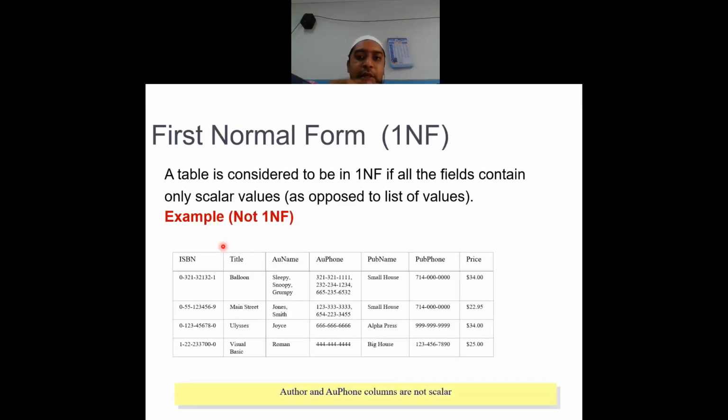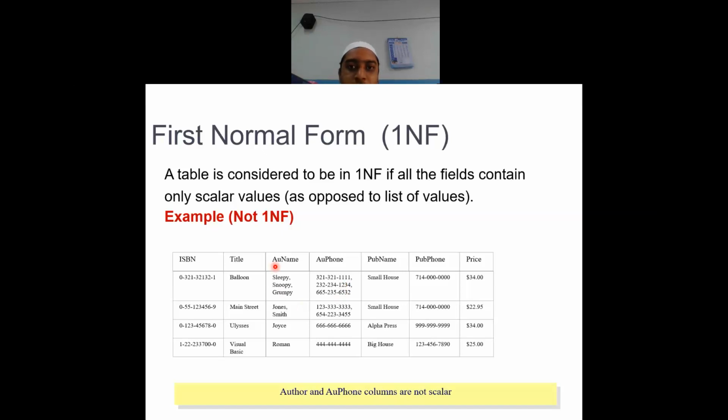The concept was here: in the author name, you were able to see that there are three authors listed, which is a list. This is only one single field, one single cell value, right? So it should contain only one single value. It should not contain a list of values. If a table contains a list of values in one single cell, then the table is not in first normal form.